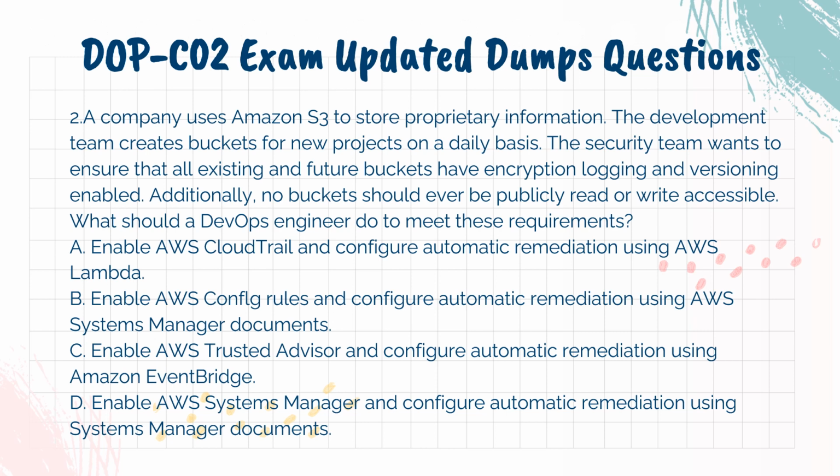A. Enable AWS CloudTrail and configure automatic remediation using AWS Lambda. B. Enable AWS Config rules and configure automatic remediation using AWS Systems Manager documents. C. Enable AWS Trusted Advisor and configure automatic remediation using Amazon EventBridge. D. Enable AWS Systems Manager and configure automatic remediation using Systems Manager documents.